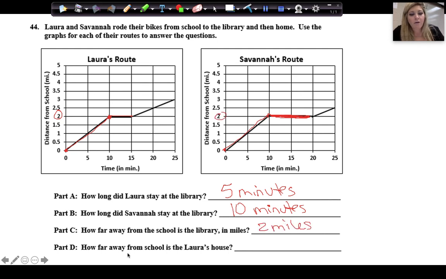Okay, how far away from school is Laura's house? Here is school, and here is her house. So her house is 3 miles from the school.